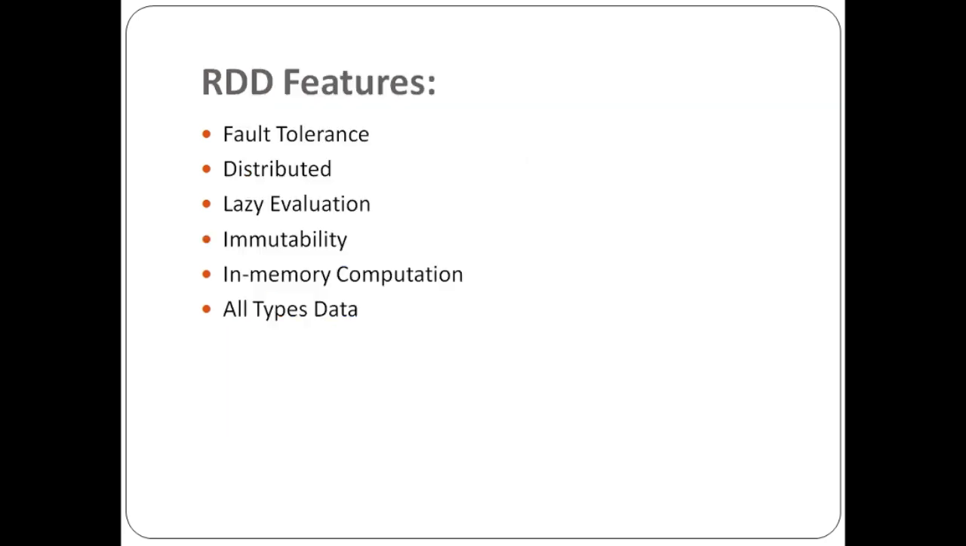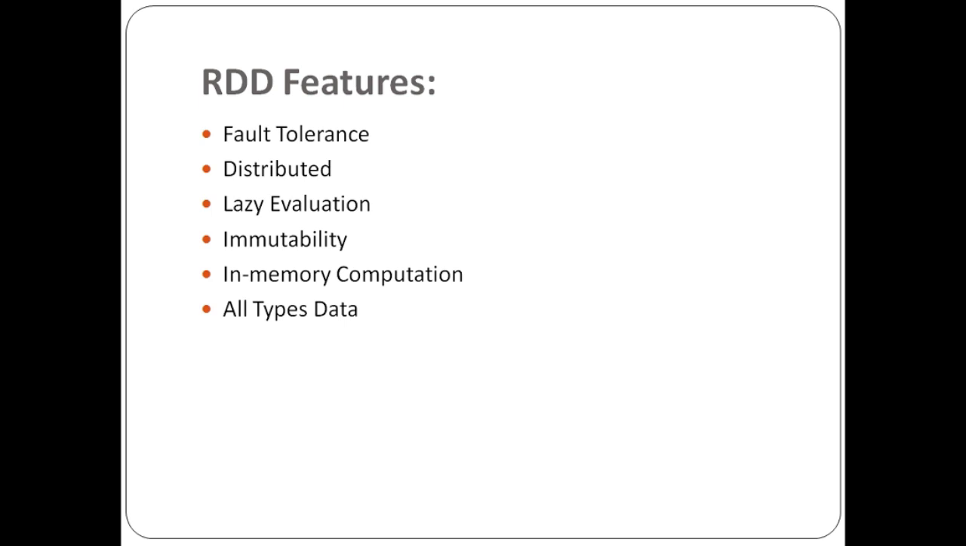What are the features of RDD? RDD has some more specific default features. First one is fault tolerance. Second one is distributed. Third one is lazy evaluation. Fourth one is immutability. Fifth one is in-memory computation. And last is that it will handle all types of data. We will see these one by one in upcoming videos.